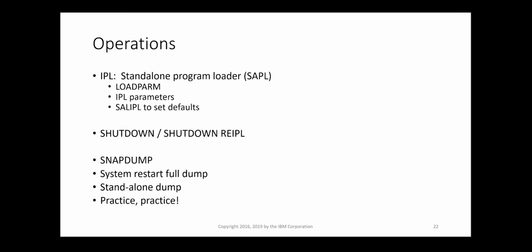You've got a problem, you're on the phone with the support center, and they say, get a snap dump. You start snapping your fingers. And that's not what we meant. Okay, so how do you get a snap dump? What do you do with the results of a snap dump? How do you deal with dumps?